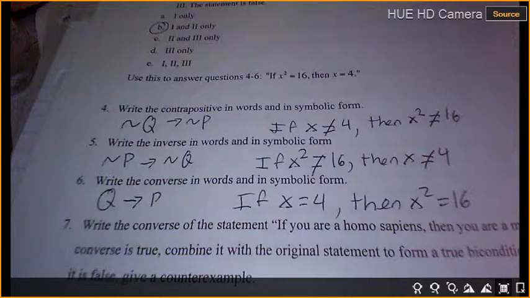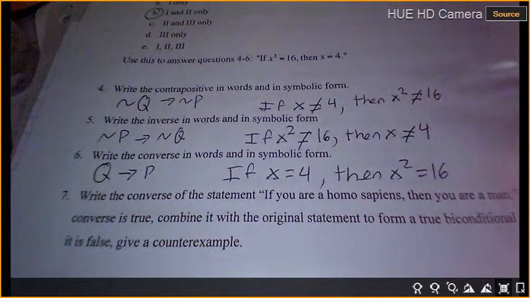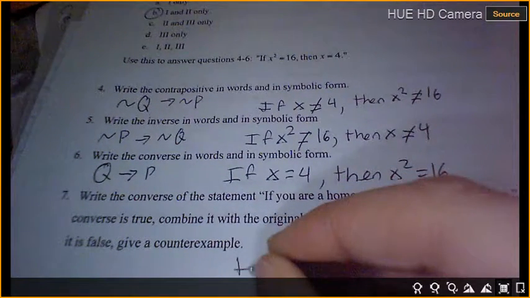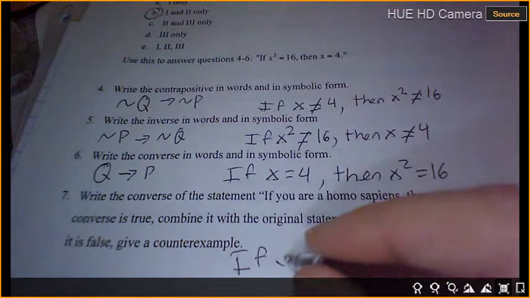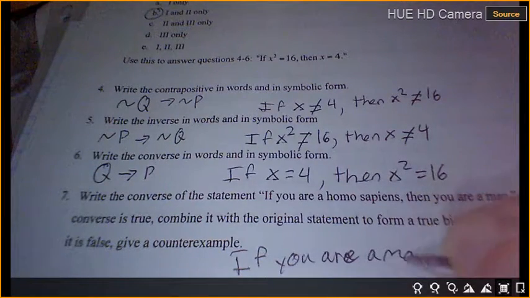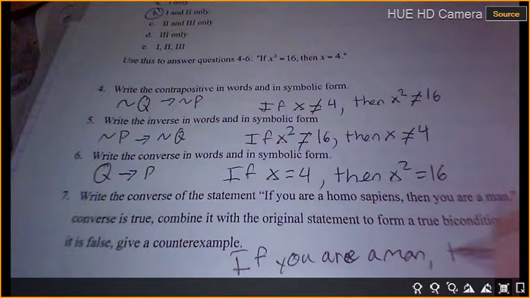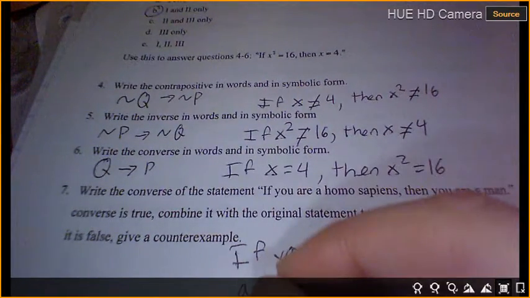Write the converse of the statement: if you are a Homo sapien, then you are a man. So let's do that first. Who wants to say it? If what? If you are a man, then you are a Homo sapien.